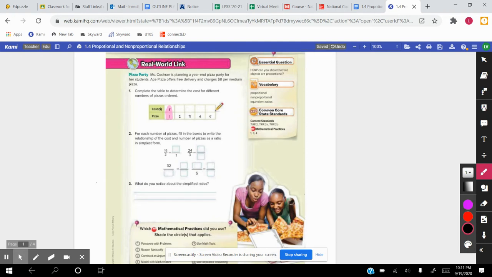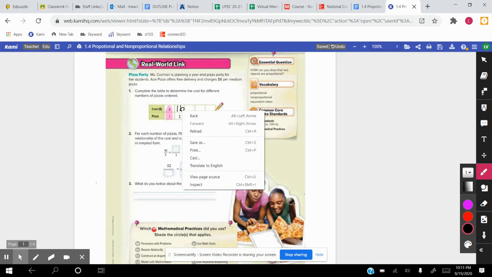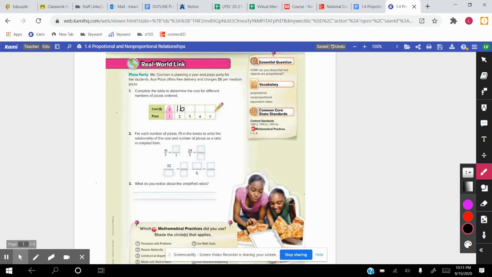So if you were to buy two pizzas, that's going to cost you $16. Three pizzas is going to cost you $24. Four pizzas is 32, and five pizzas will be a total of 40. Each time I multiplied the number of pizzas by 8 to get the total cost. Sorry, change that to a 6. It looks like a 6.